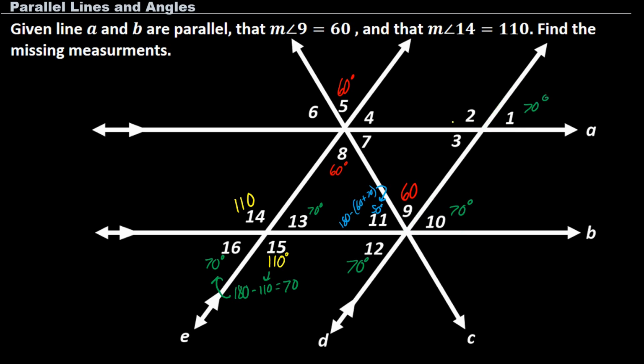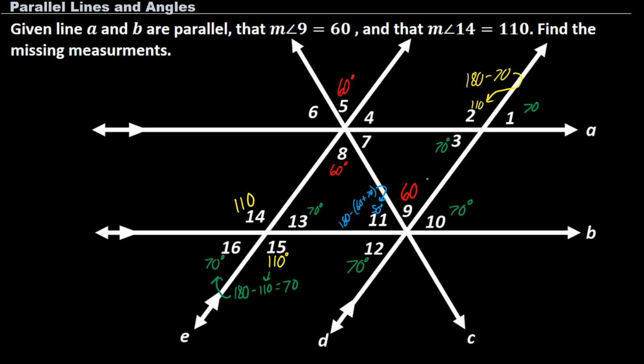Which then, because 1 and 2 are forming a straight line together, they must have a measurement of 180 degrees, which means 180 minus 70 gives us 110. So that's where angle 2 comes from. And then because 1 and 3 are vertical to each other, 3 is going to share that same angle, so it's 70. And then again, we're inside of another triangle.